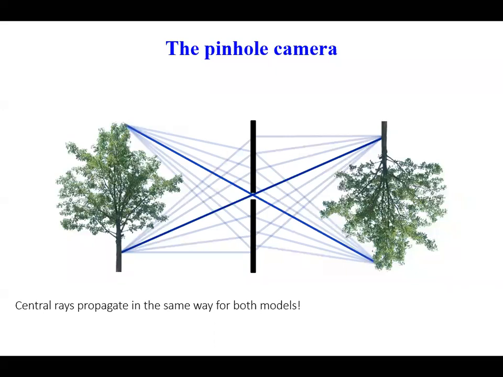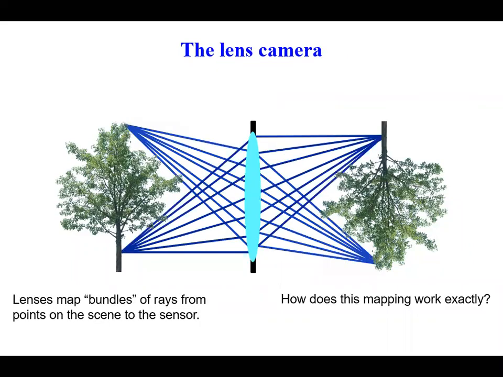The pinhole is like that. The rays with this is this. The rays with this is this. But with this pinhole, I have this image. What do you think the lens camera will do? Or how can I map the lens camera to the pinhole?